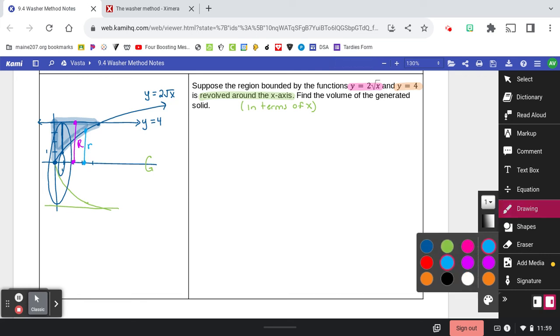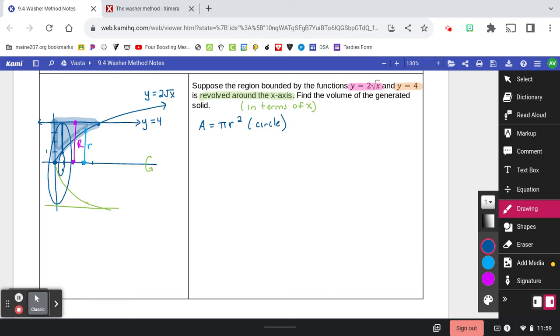Now, each of these slices is still shaped like a circle. So step number 1 is to realize that my area formula for a slice here is still pi r squared. It's just that now I'm going to have a big circle and a little circle. Big R is going to be top minus bottom, which is 4 minus 0, which is just 4. And little r is, again, top minus bottom. So in this case, that would be 2 square roots of x minus 0, which is just 2 square roots of x.